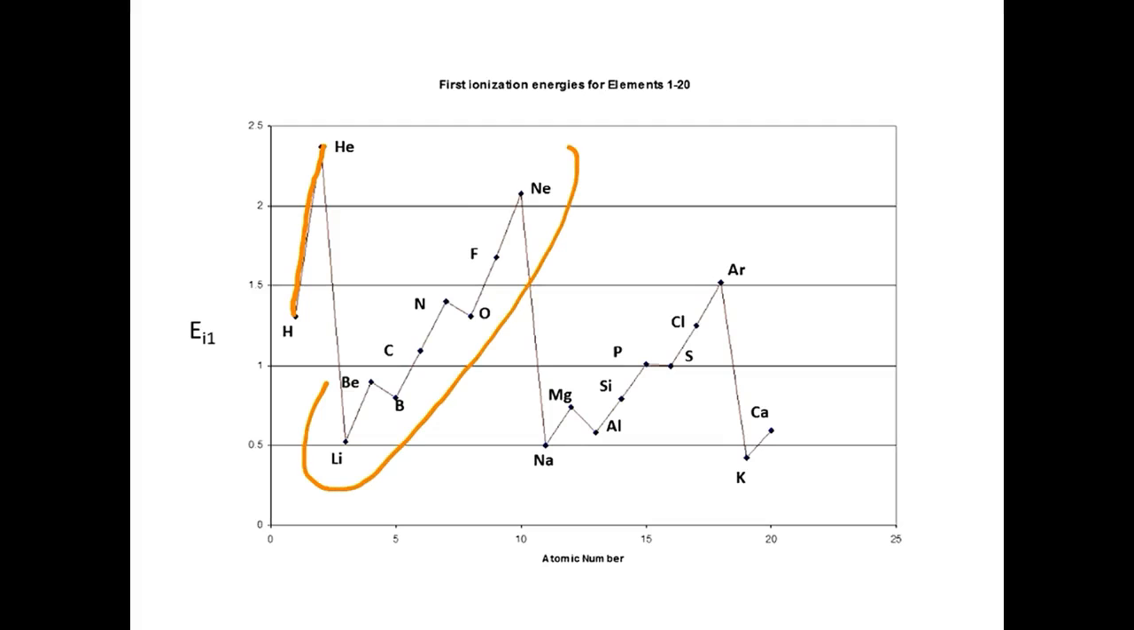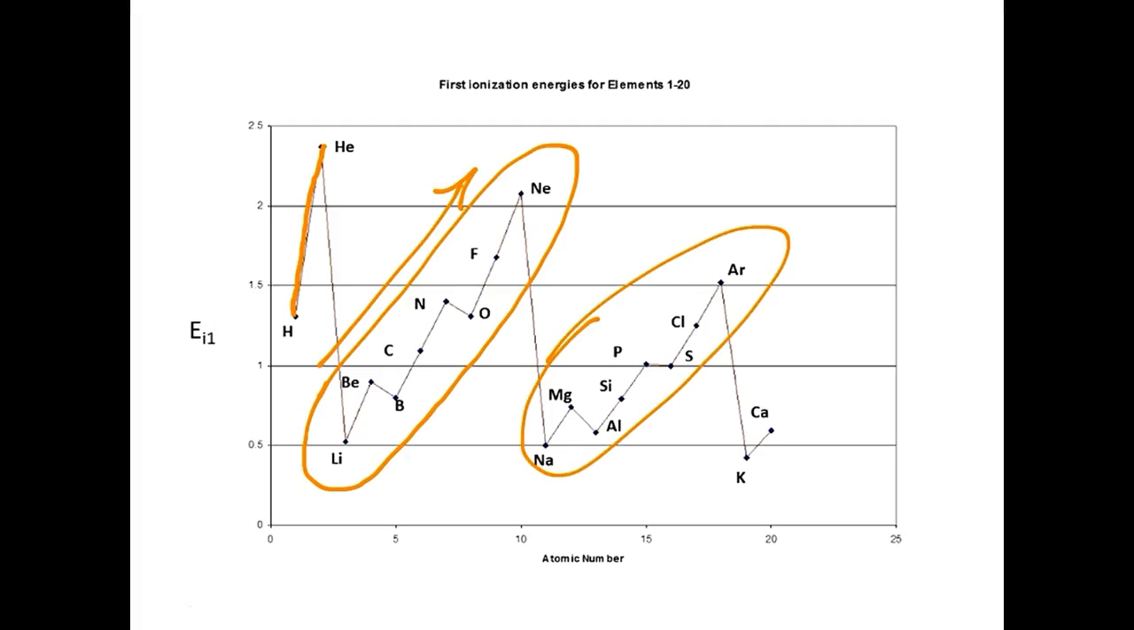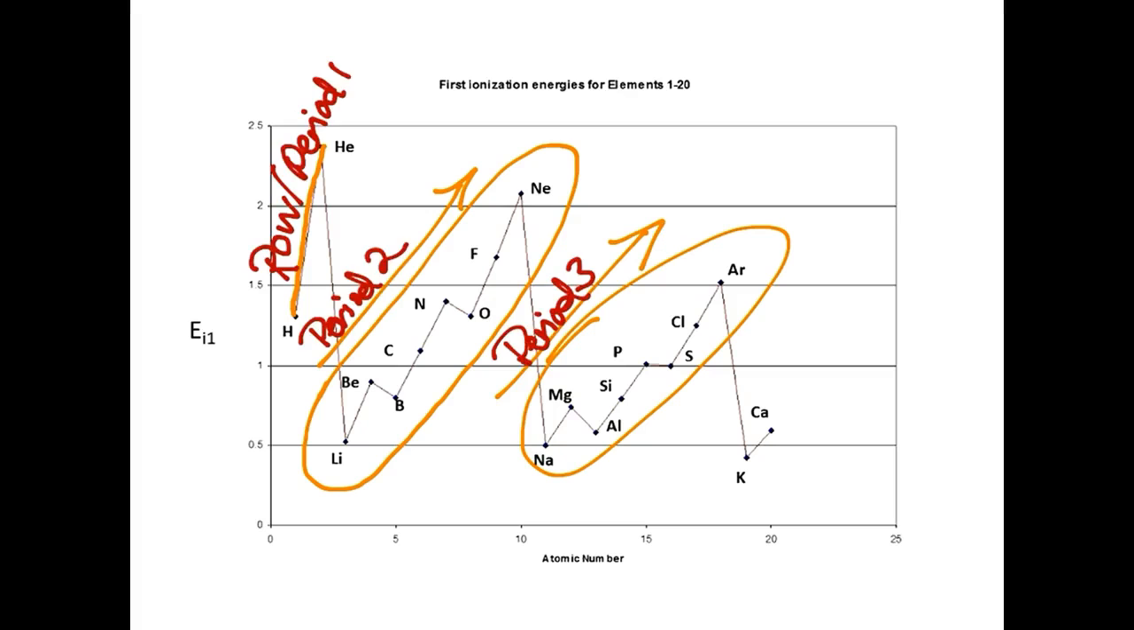And then here, this is the second period. As we go across this second row, the ionization energy generally goes up. And then here's the third period. Ionization energy again goes up as we go across that period. So this first one is period 1, this second one I circled is period 2, and this third one is period 3. So that's one trend: ionization energy increases as we go across a row.